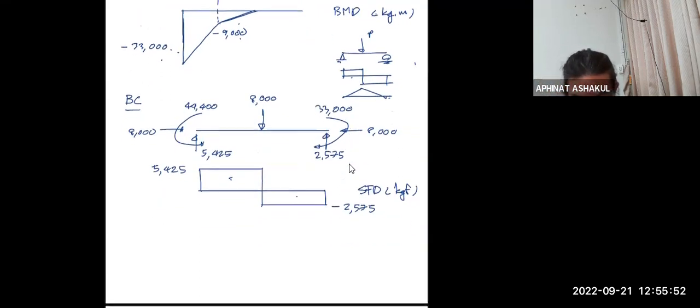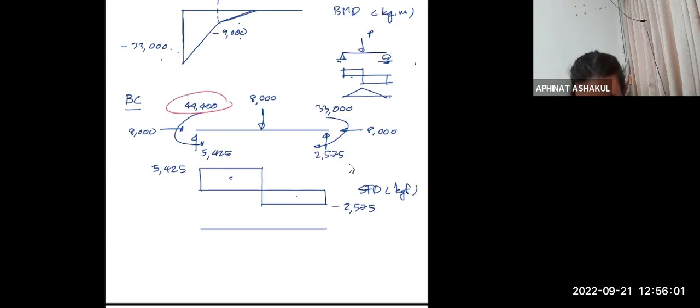Okay? So right here, that again, this, according to the sign convention, is negative moment. Remember? And that is also negative. You remember your sign convention for negative moment, it's like that. Right? So we don't begin from 0, we begin from minus 44,400.